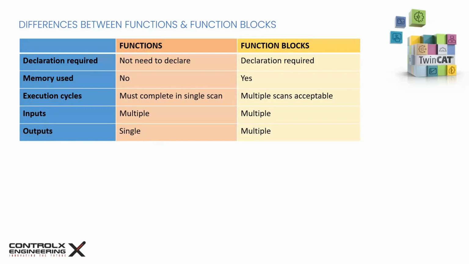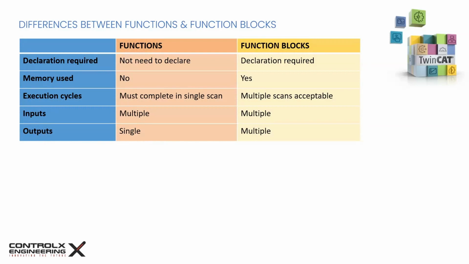Since a function does not take up memory, there is no way to remember values of variables between scans. So a function must complete execution in a single scan, whereas a function block may take multiple scans to finish its task. For example, if you have an averaging function, it may take more than one scan to do the averaging. In terms of inputs and outputs, both functions and function blocks can have multiple inputs. However, a function typically has a single output.